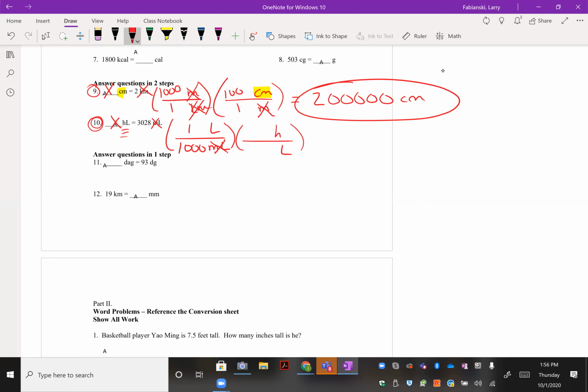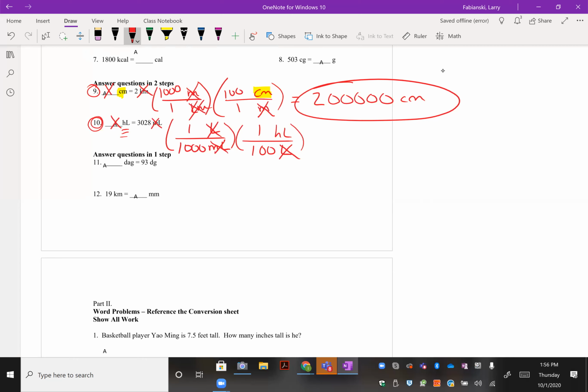Liter, we can now go to hectoliter. Remember, the reason we put that on the bottom is to cancel out the liter on top. And for every 1 hectoliter, we have 100 liters. Everything on the top is multiplied. 3,028 times 1 times 1.